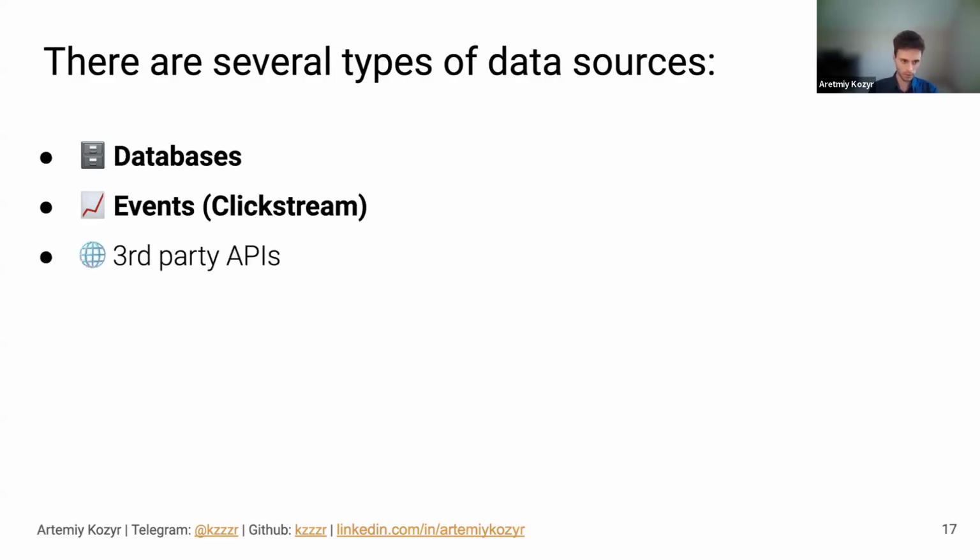Third, there are third-party APIs. So some services that provide you with the relevant data, for example, currency exchange rates, and weather forecasts, etc. And the fourth group are files. It could be local files. It could be files stored in your data lake, shared by multiple people, or it could be even Google Sheets.